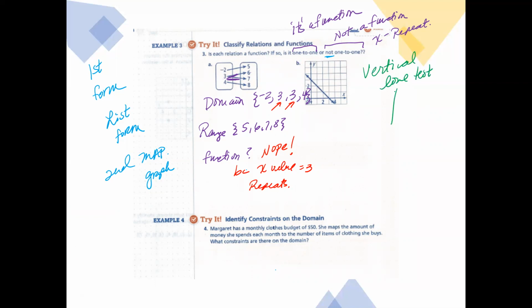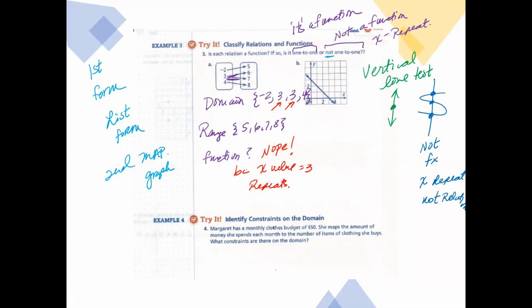So all you do is draw a bunch of vertical lines going up and down. If it just touches the graph once, then yes, it is one-to-one, yes, it's a function, and yes, x does not repeat. But if it touches, I'm going to draw a line here, 1, 2, 3 times, it touches 3 times, it is not a function. X does repeat.